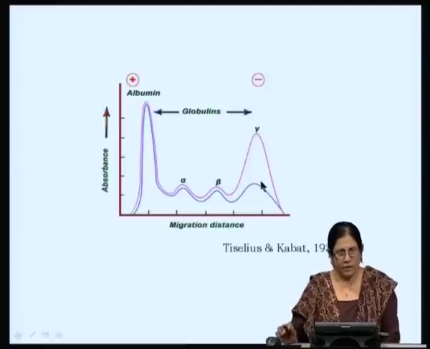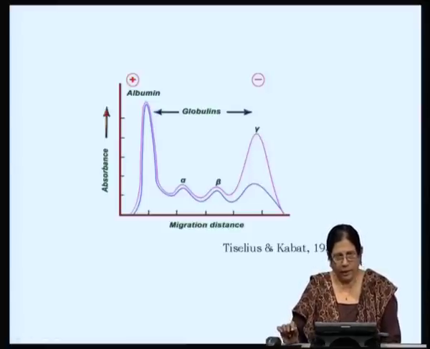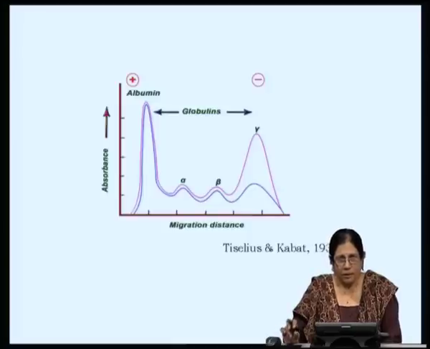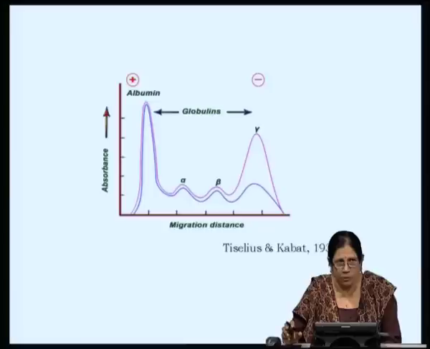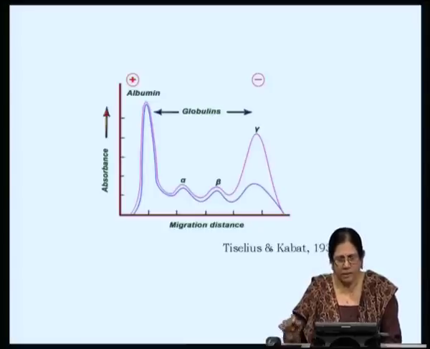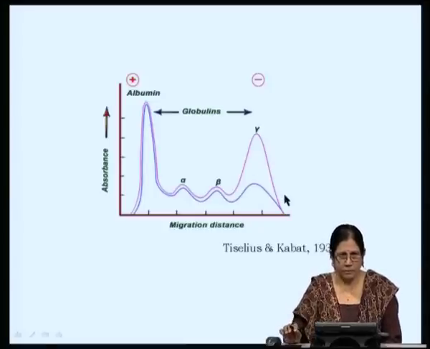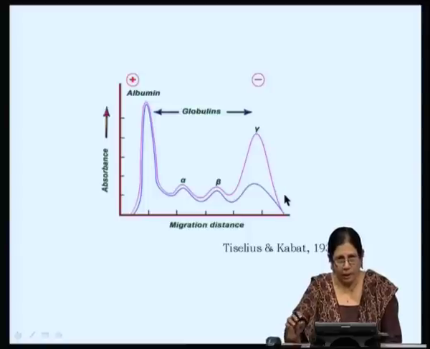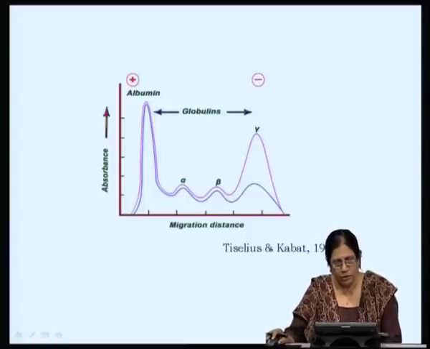Therefore, it was easy for them to conclude that the immune response that one can generate by way of secreting antibodies in the blood resided in the gamma globulin fraction, and therefore, the name immunoglobulin came about. So, it was Tiselius and Kabat who showed for the first time that antibodies were in the gamma globulin fraction.